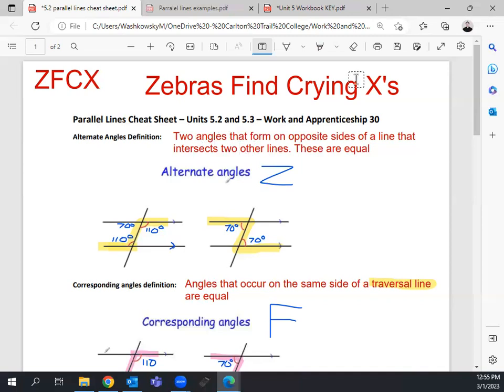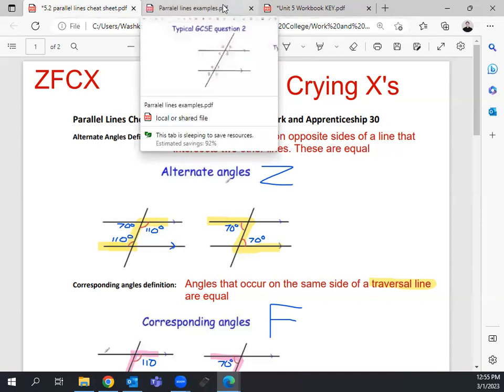Okay. Cool. So we have this put together now. So we're going to use this information and we're going to go through a couple of examples. And again, it's 4 letters that you need to remember.